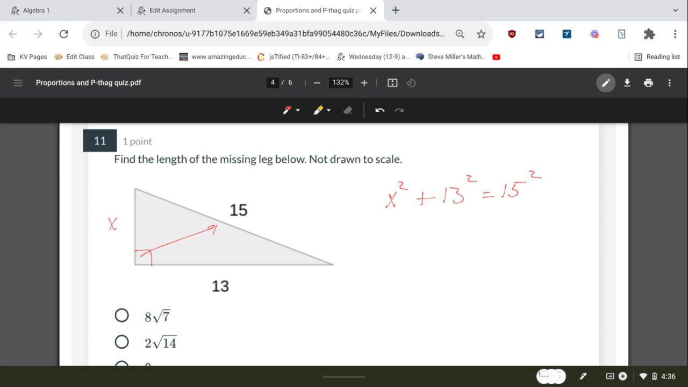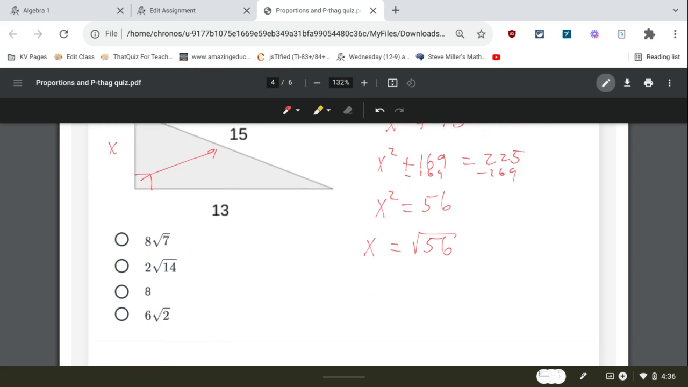We'll simplify these. x squared, that'll be 169. 15 squared is 225. So instead of adding them and then taking the square root, we're going to subtract them and then take the square root. So I'm going to minus 169. 225 minus 169 is 56. And then you would take the square root. So x is equal to the square root of 56.